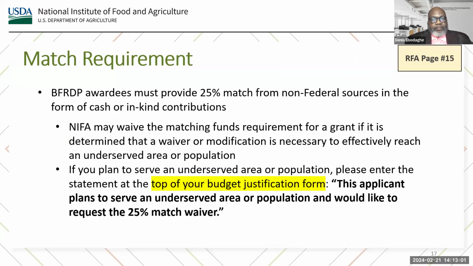Match requirement. There's a match requirement of 25%, but if you are serving an underserved area or population, you can request a match waiver. The way you apply for that is at the top of your budget justification, you state the very sentence here in bold: This applicant plans to serve an underserved area or population and would like to request a 25% match waiver. This way you will receive it.